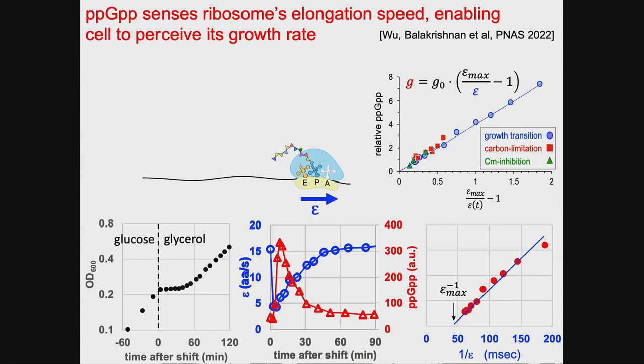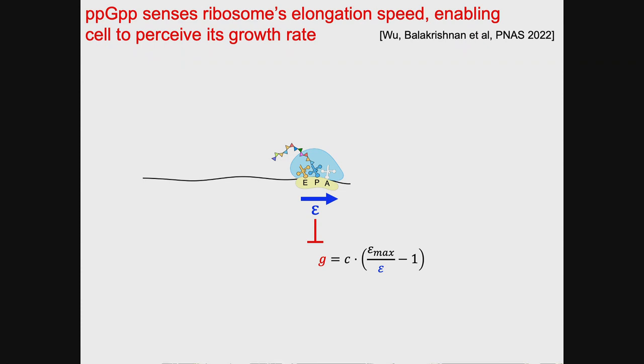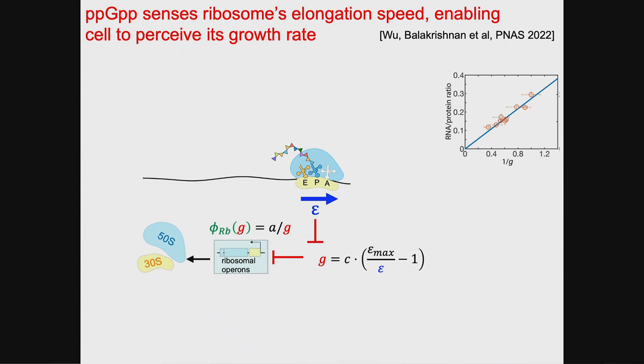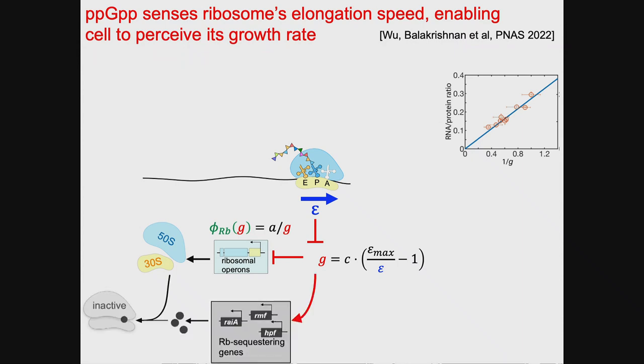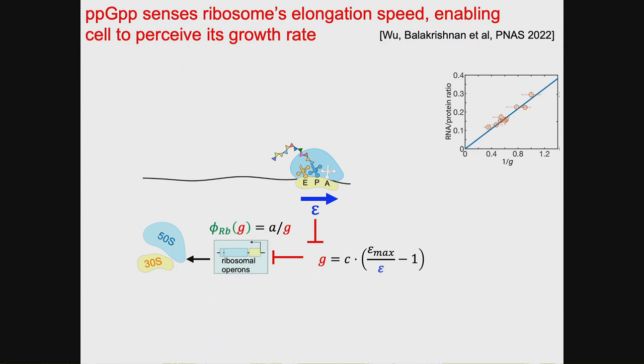Yes. Okay, so this is the assumption: the experimental basis of taking an inverse relation between the ppGpp level and the inverse of the elongation rate. Now we put in some biological facts: ppGpp is known to repress the synthesis of ribosomes. And there's some data here. This is the RNA-protein ratio, the proxy for ribosomal protein. We can also directly measure ribosomal protein. It is a linear function of the inverse of ppGpp. Okay, so then we write down something like this.